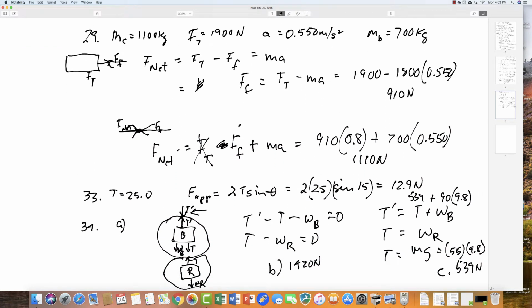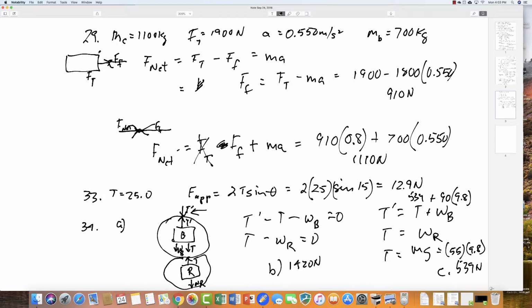Number 29 states the following. An 1,100 kilogram car pulls a boat on a trailer. What is the total force resisting the motion of the boat, car, and trailer if the car exerts a force of 1,900 and the acceleration produced is 0.55 meters per second squared?